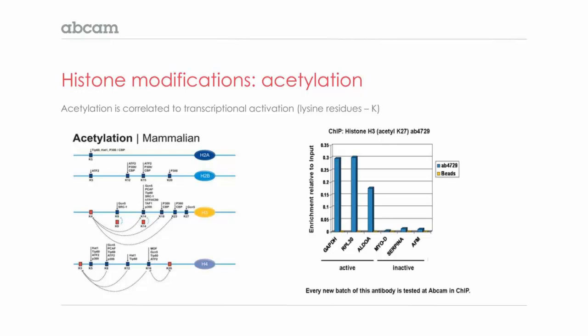Similarly, for methylation, there are enzymes that add or remove methyl groups to lysines and arginines, histone methyltransferases and histone demethylases. On the right, I'm showing a ChIP experiment using an antibody specific for histone H3 when it's trimethylated at lysine 9. We find this modification present at inactive genes such as MyoD and Serpina, as well as at heterochromatin, while you can see that it's mostly absent from active loci.